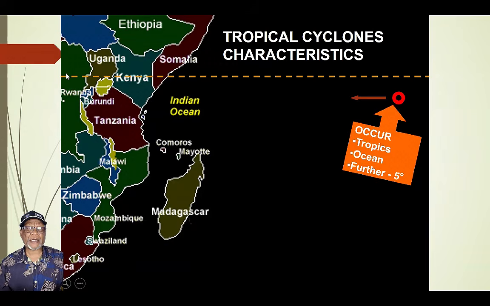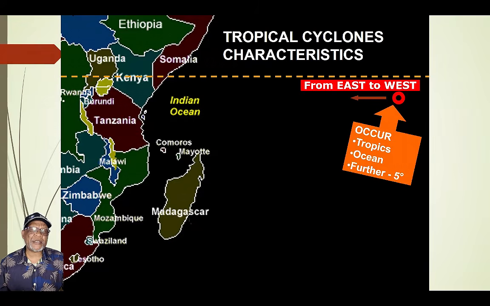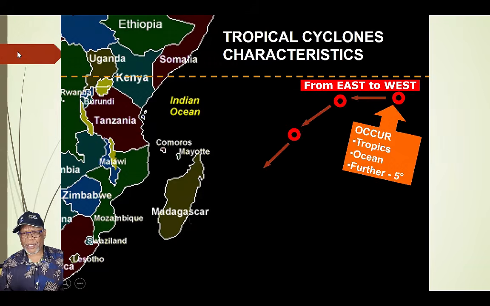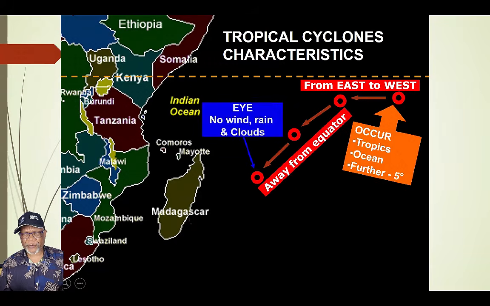Number one, it requires a strong Coriolis force. We cannot say it requires Coriolis force, it requires a strong Coriolis force. It requires sea surface temperatures of 27 degrees and above. And it also requires a lot of evaporation.